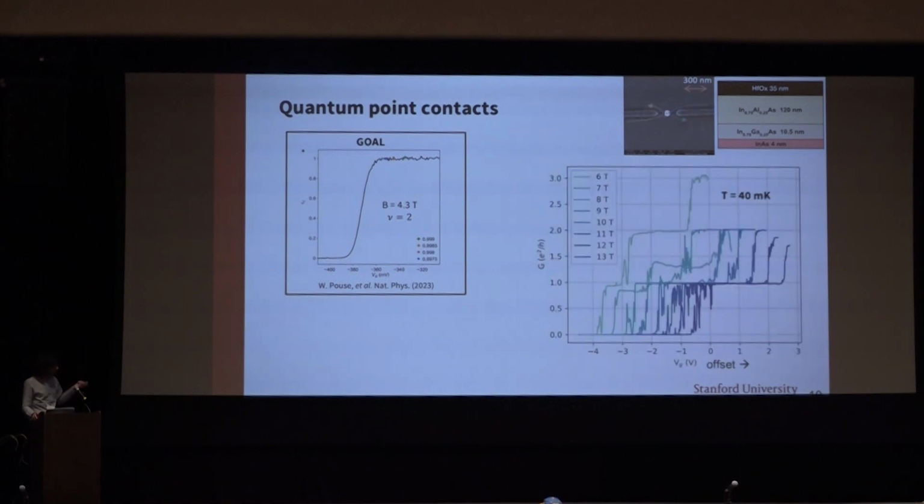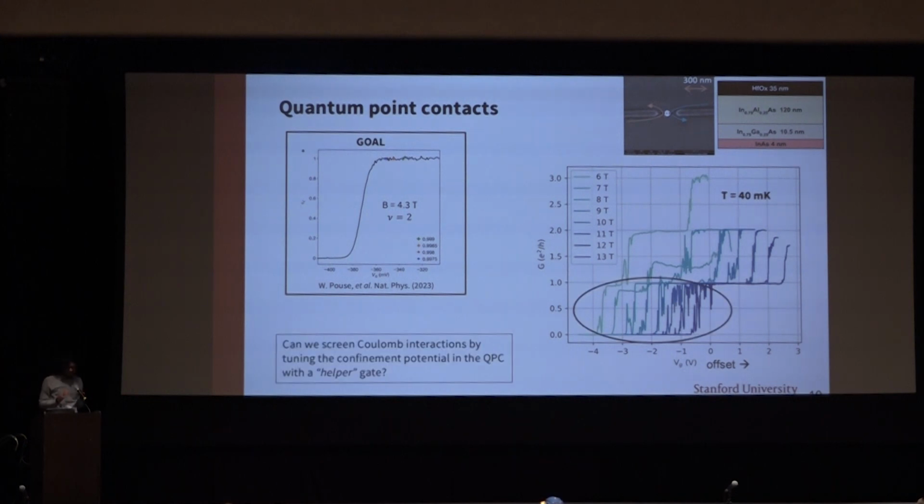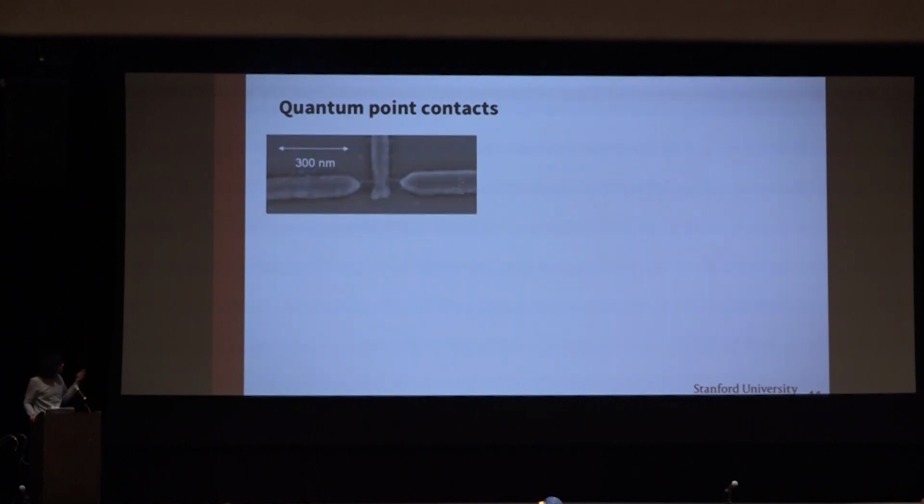But when we pull this down in the dilution fridge and look at it at high fields, we see a lot of reproducible features develop on the first riser. This is also seen in state-of-the-art gallium arsenide QPCs, and it's thought to arise from the Coulomb charging effects of a small compressible island that forms within the constriction. So then the question is, can we screen these Coulomb interactions by tuning the confinement potential by maybe adding a third gate? So that's what we ended up trying.